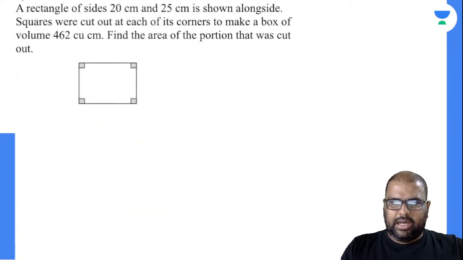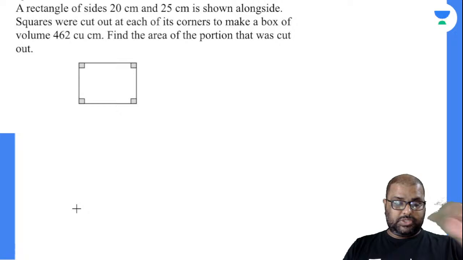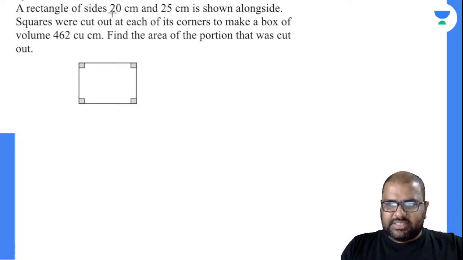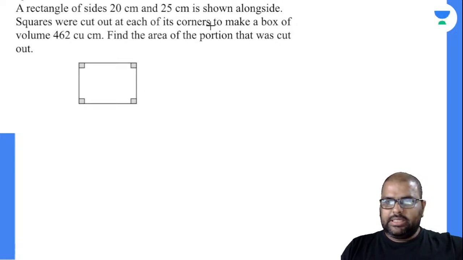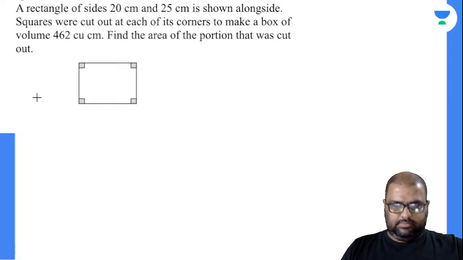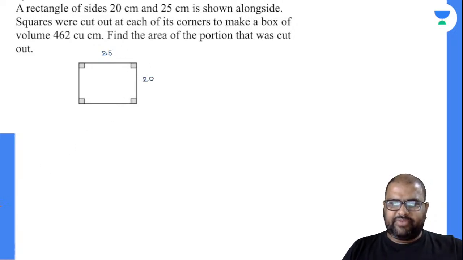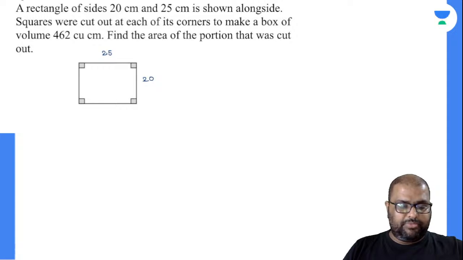Chalo, now I will solve this question. Next question you have to solve for me. A rectangle of sides 20 centimeter and 25 centimeter is shown alongside. Okay, this is a rectangle of side 20 and 25. Let us suppose I'll take this as length 25 and breadth 20. Squares were cut at each of its corners to make a box of volume 462 cubic centimeters.